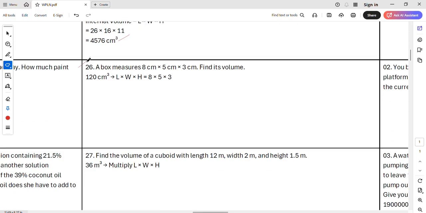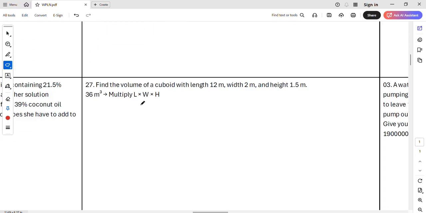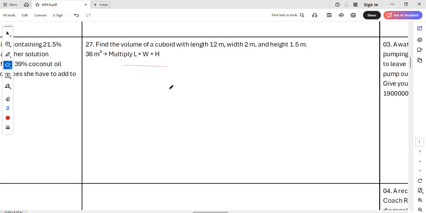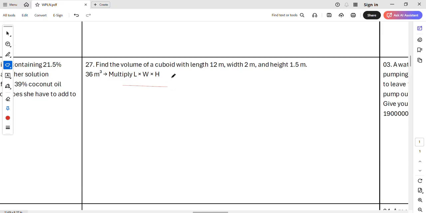Then question number 26. A box measures 8 centimeters, 5 centimeters and 3 centimeters. Find the volume. Apply the same formula, so 120 cubic centimeters. Find the volume of the cuboid with length 12 meters, width 2 meters and height 1.5 meters. Apply the same formula, length times width times height, when asked for the volume.